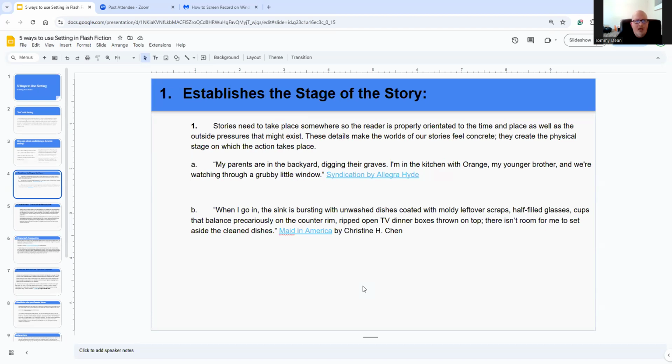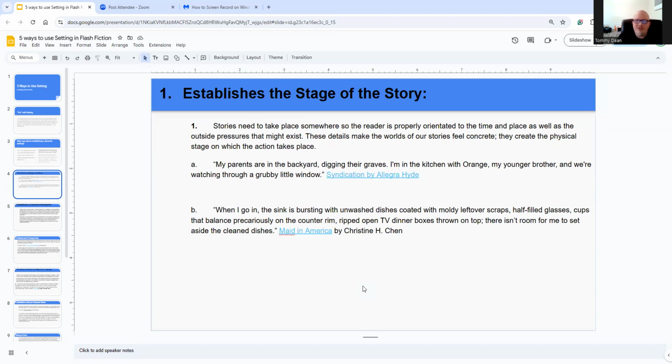So, establishing the stage of the story, stories need to take place somewhere, so the reader is properly orientated to the time and place as well as the outside pressure that might exist. I struggle with stories that open up with me not knowing where I am or what time period it is or what the main culture of the characters might be. It makes me feel like I'm floating, and I'm already floating so much in my own world.